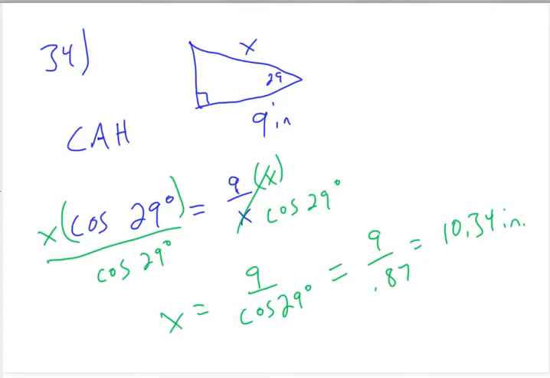Okay, moving on to 35. For each right triangle described, find all three angles to the nearest tenth. Okay, that's not bad. So again, they didn't draw a right triangle for us, so it might be helpful for you to draw it yourself.